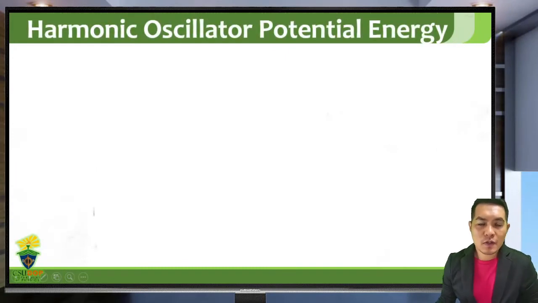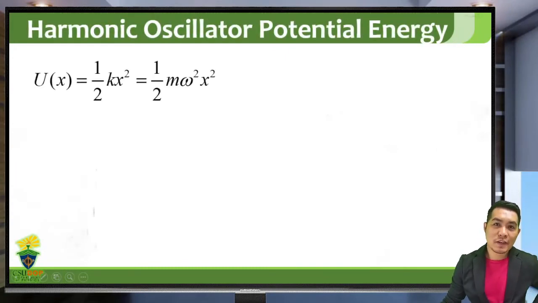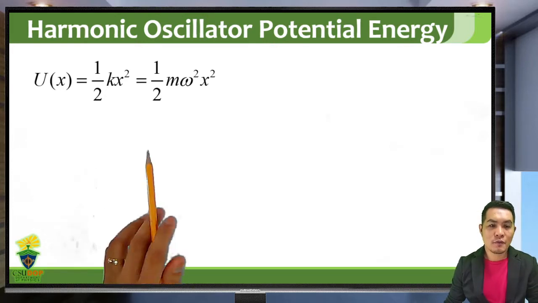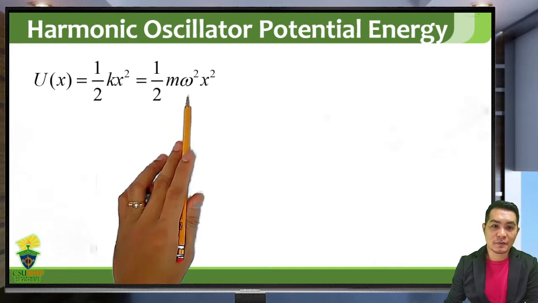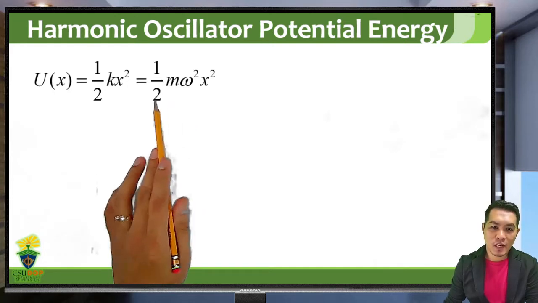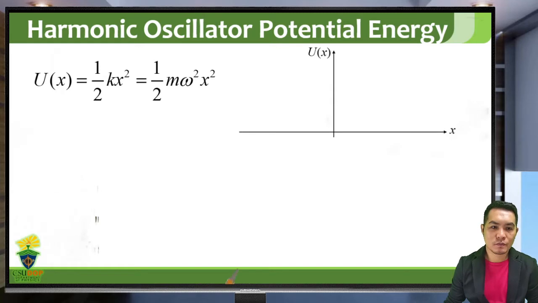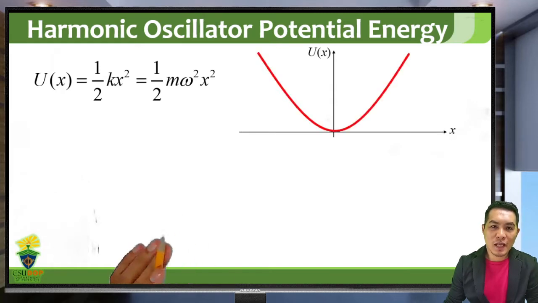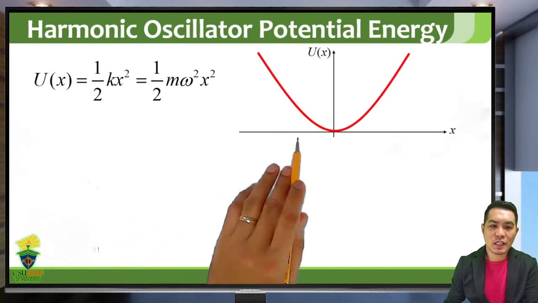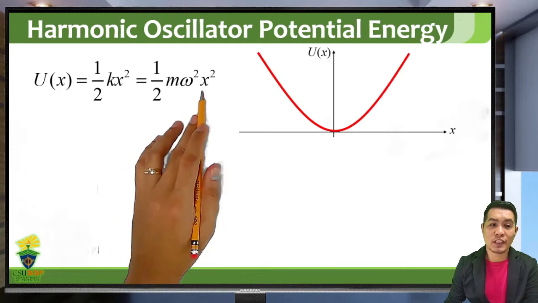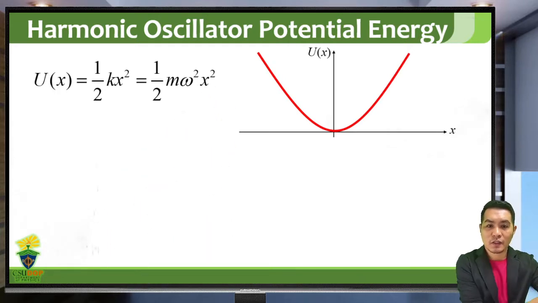So the harmonic oscillator potential energy is 1/2 kx squared, or in terms of the angular frequency, it's 1/2 m omega squared x squared, where m is the mass of the particle and omega is the angular frequency of oscillation, because this is an oscillating quantity. If we plot this, it looks like a parabola due to the x squared term.